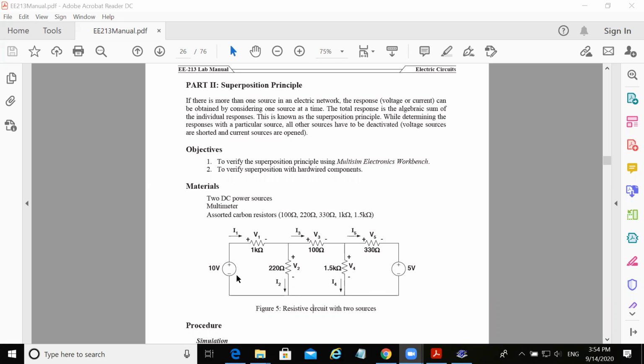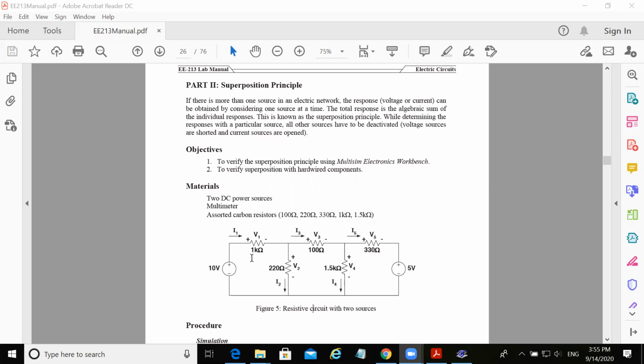Now, what is the superposition theorem or the superposition principle? In order to understand that, I would pick one quantity. Let us say V1. Let us say that I want to find V1 in this circuit. Now, if I apply the superposition principle, then it says that first find V1 because of the 10 volt source only. First find the voltage V1 that happens due to the presence of the 10 volt source only.